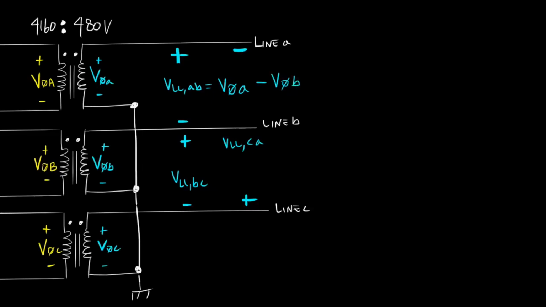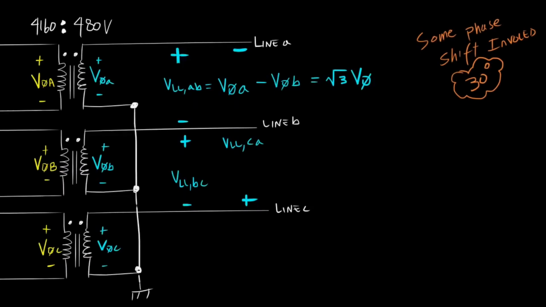For a Y-connected transformer, if we look at the magnitudes alone, we should expect the line-to-line voltage to equal the square root of 3 times the phase voltage. There is certainly going to be some phase shift involved between the two voltages.